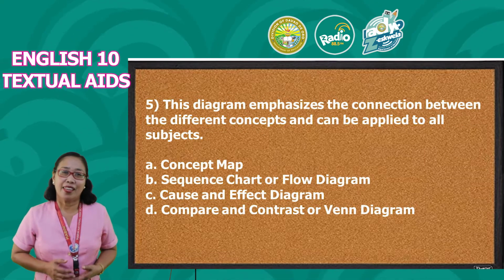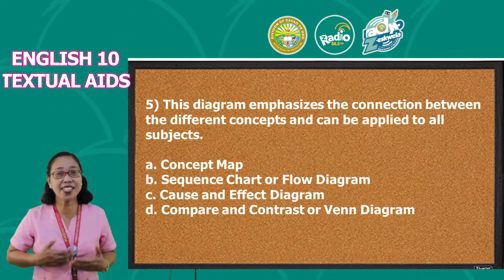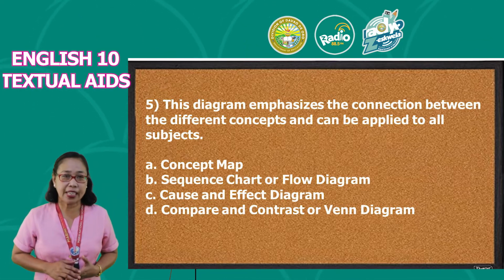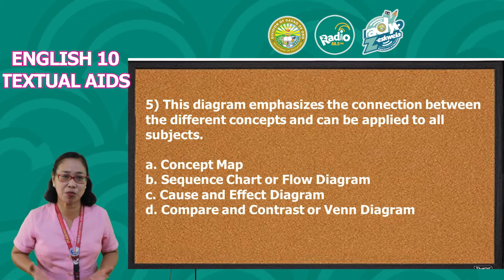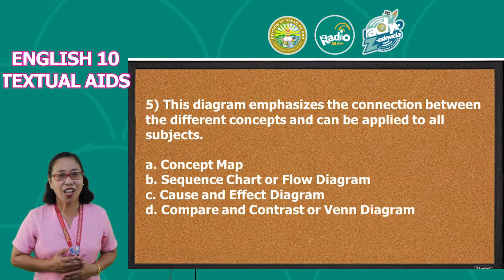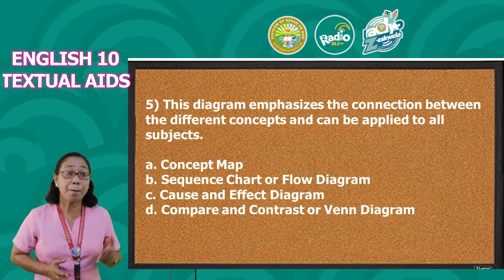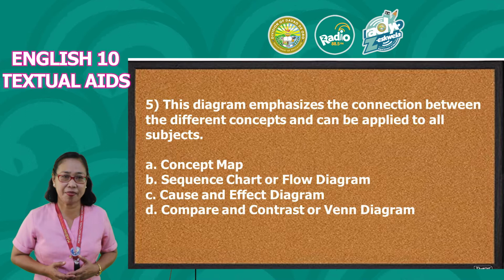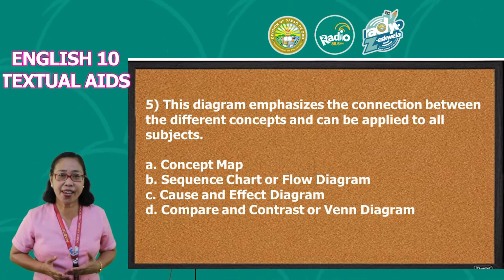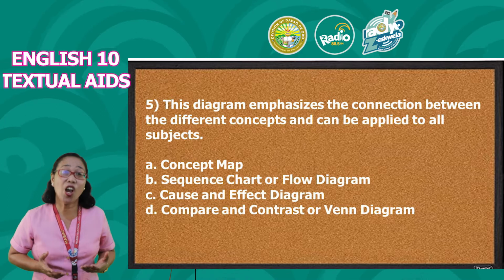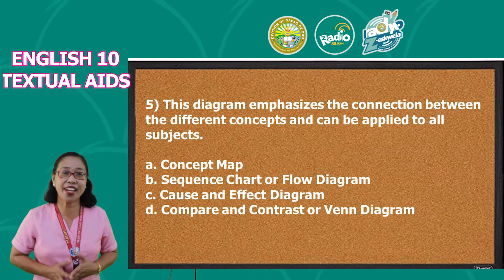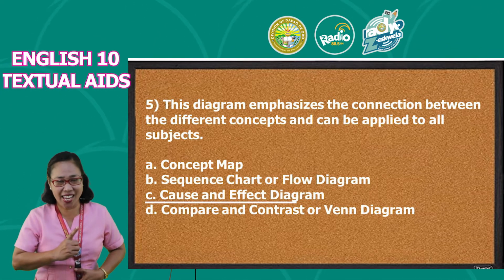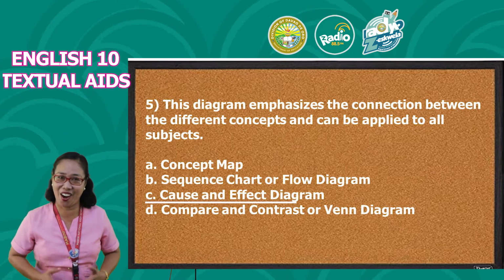Number 5. This diagram emphasizes the connection between different concepts and can be applied to all subjects. A, concept map. B, sequence chart or flow diagram. C, cause and effect diagram. D, compare and contrast or Venn diagram. Perfect! The correct answer is letter C, cause and effect diagram.